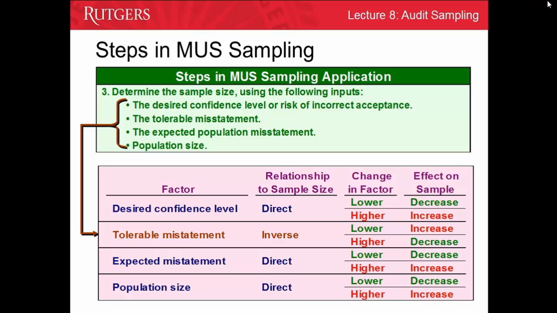If the auditor incorrectly accepts an account balance as being fairly stated when it is actually materially misstated, he or she will allow the issuance of financial statements that are not fairly presented.